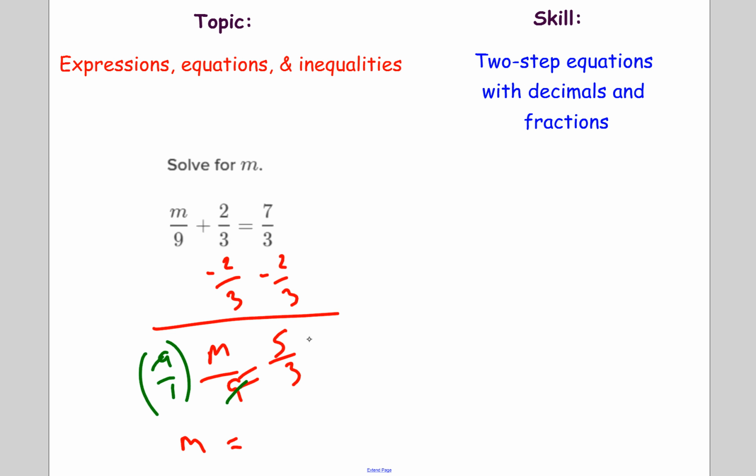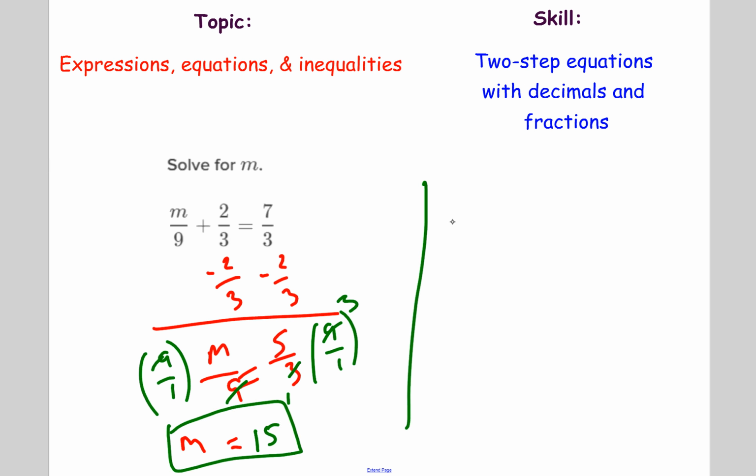If I multiply one side by 9 over 1, I'm going to multiply the other side by 9 over 1. And it turns out that 3 and 9 simplify to 1 and 3. And I end up with, in the numerator, 15. 5 times 3, denominator 1, so m is equal to 15. Now let's check our work.